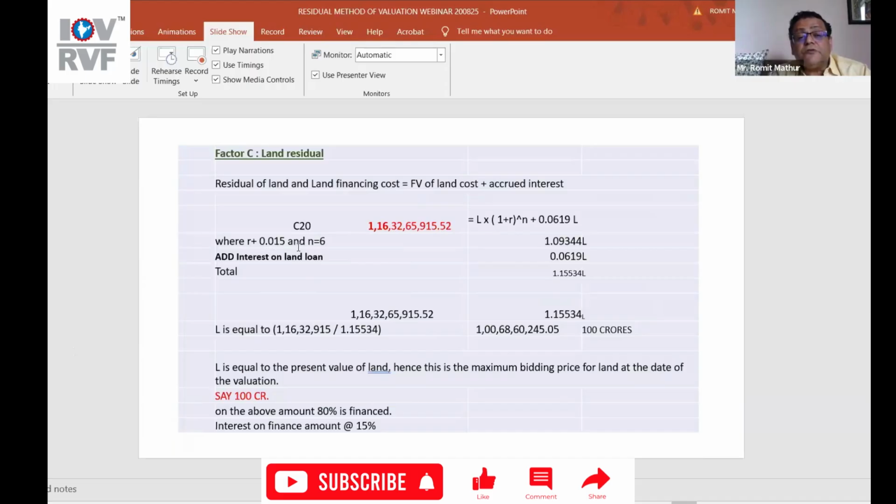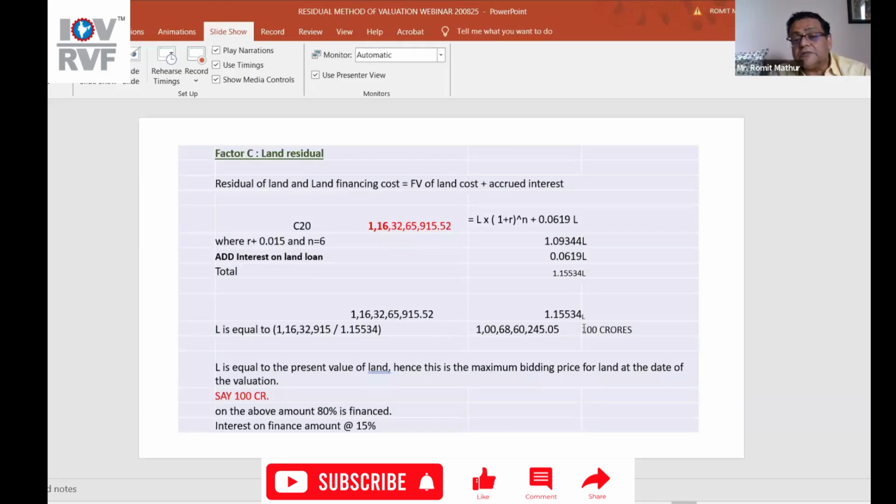R is 0.015, L is 6. Add interest on land component, right? So total is how much? 1.15 of this value. So this divided by this value is the actual value of land, because you have to account for the interest that you will be paying later on.